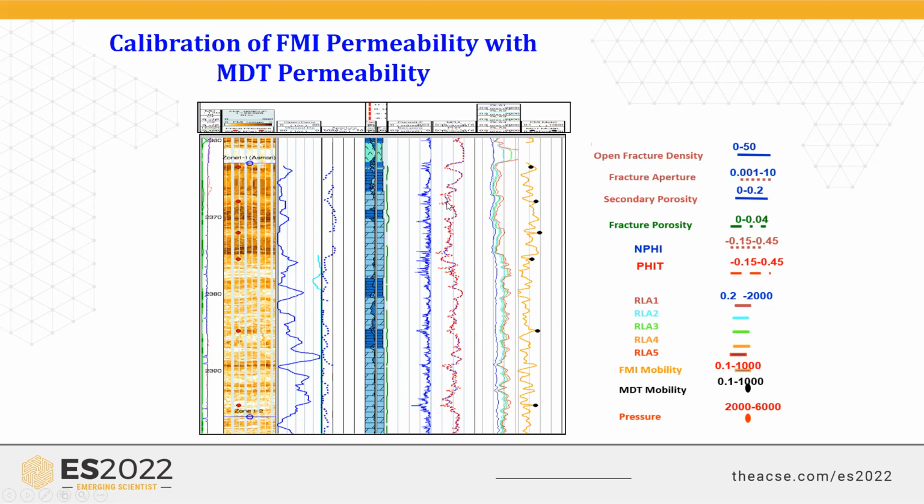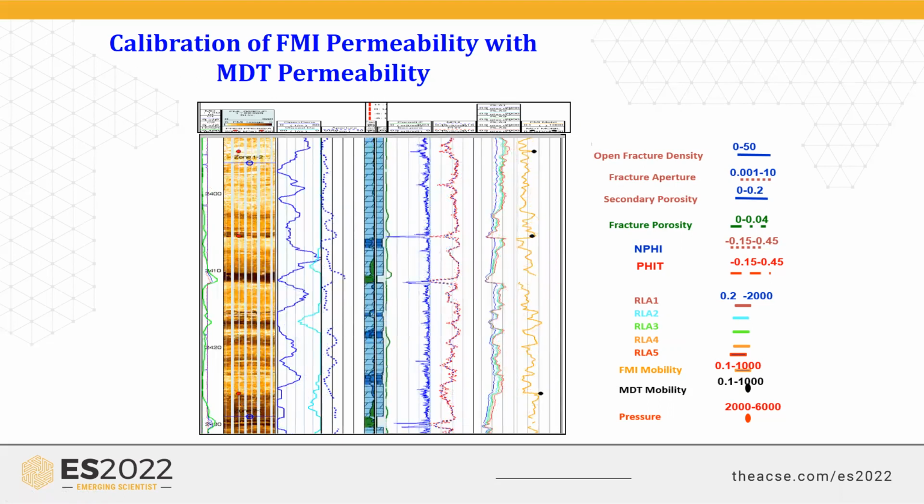The blue one is porosity and the red one is density. And here you can see all the resistivity logs. And here is FMI, the orange color is FMI permeability, which is between 0.1 to 1000 millidarcy scale. And you can see core permeability, the black circles, is matching very well with the FMI permeability.